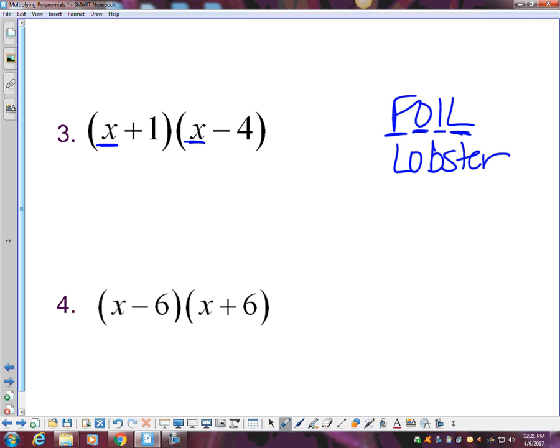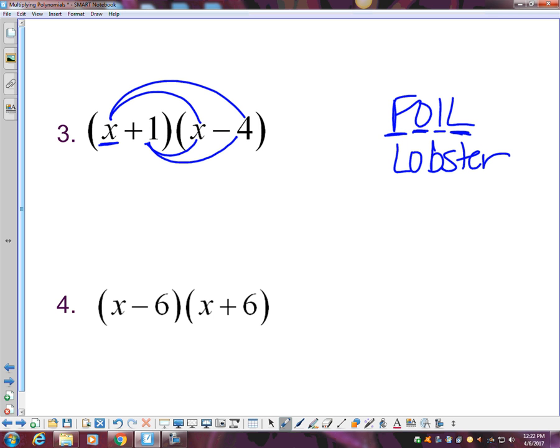First times first. Outer, so outside times outside. Inner, inside times inside, and then last, last, last. And when you do this, you're distributing, so you're multiplying. Okay, another way you can think of it is I'm going to take this x right here and I'm going to distribute him to both of these. And then I'm going to take this positive 1 and I'm going to draw my lines underneath because otherwise I think it gets all jumbled up. I'm going to take the 1 and distribute it there and there.